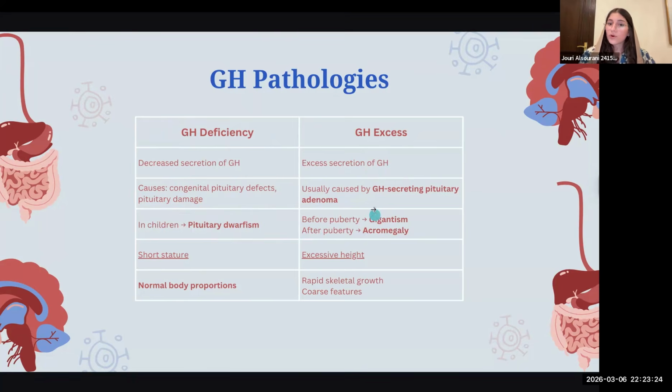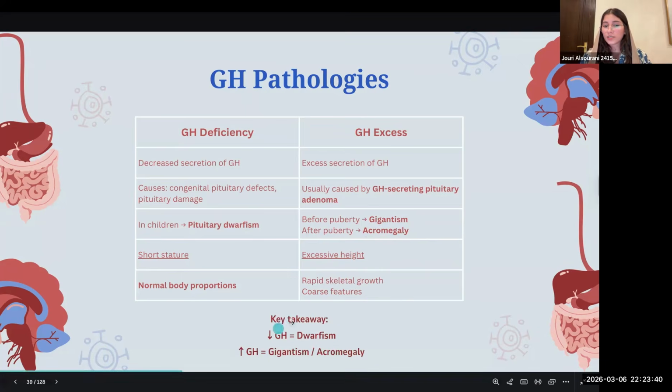When we have an excess secretion of growth hormone, this can be caused by an adenoma. If this happens before puberty, we're going to have gigantism. And if this happens after puberty, we're going to have acromegaly. In this case, we're going to see excess height. They're going to be very tall in gigantism. And in acromegaly, they're going to have coarse features. Here's a key takeaway: decreased growth hormone, dwarfism; increased, gigantism or acromegaly.